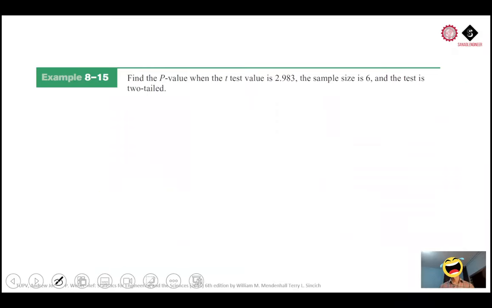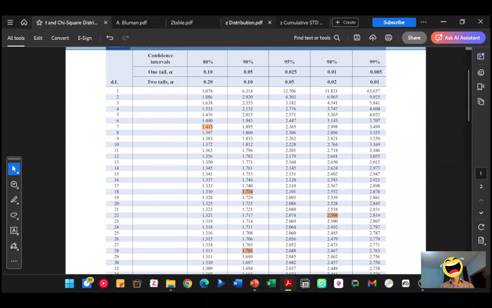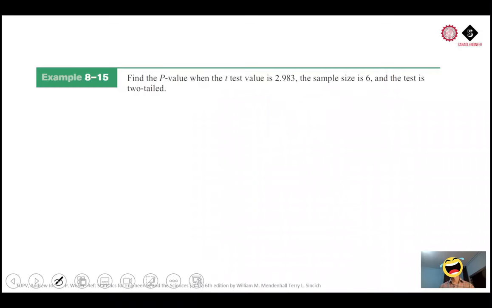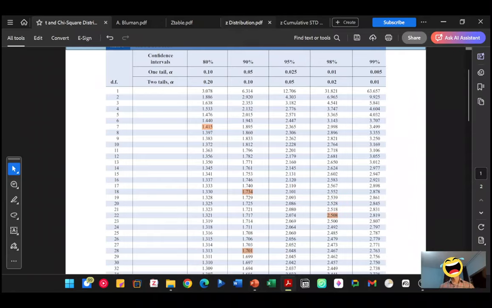So, another sample. Find the p-value when the t-test value is 2.983 and the sample size is 6 and the t-test is 2 tailed. So let's do it ourselves using the table F. So we have 2.983 and the sample size is 6, therefore the degrees of freedom is 5.